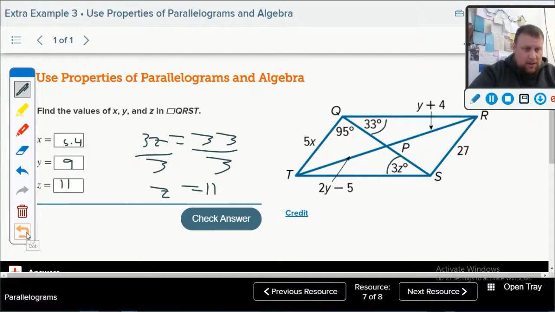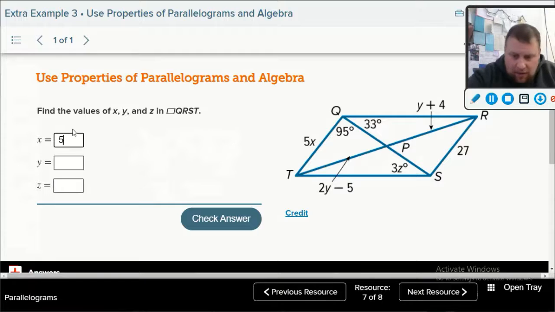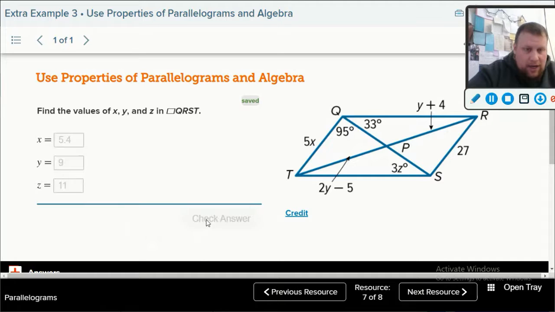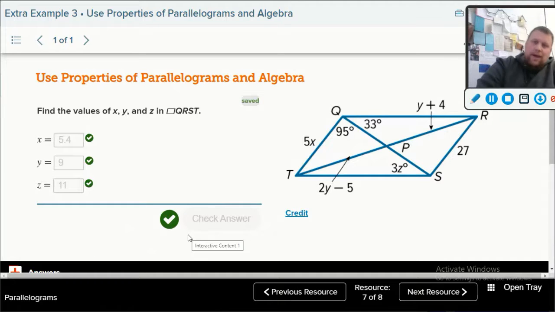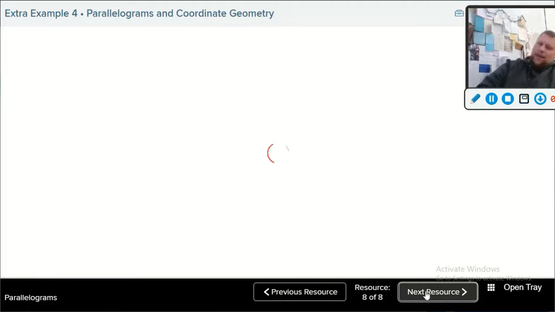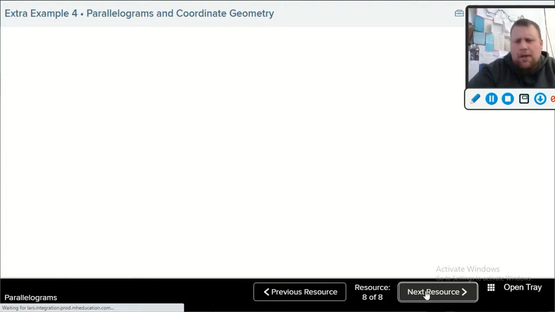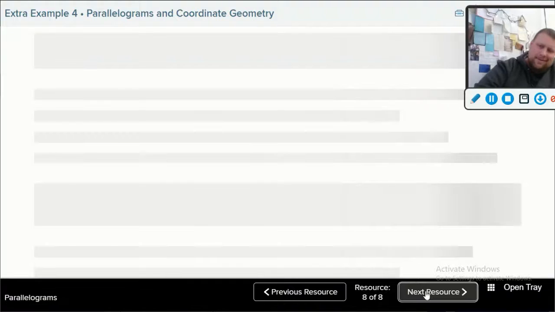Right, I'm going to delete this. 5.4, 9, and 11. Check it. Yeah, we got it. All right, let's go to our next problem. This one looks so much more complicated than it is. First time I saw it, I was like, whoa, whoa, hold on a minute. And then I realized, oh, yeah.